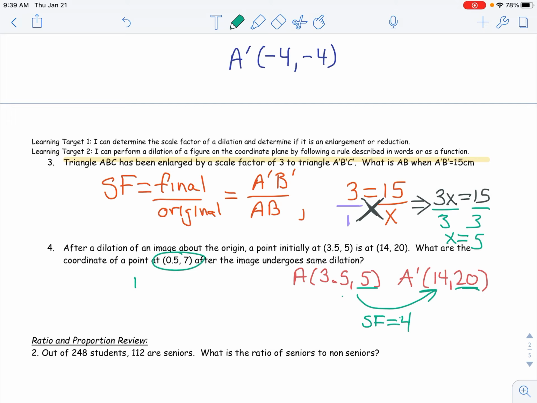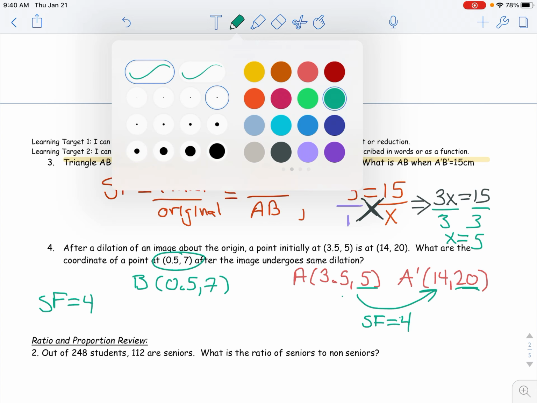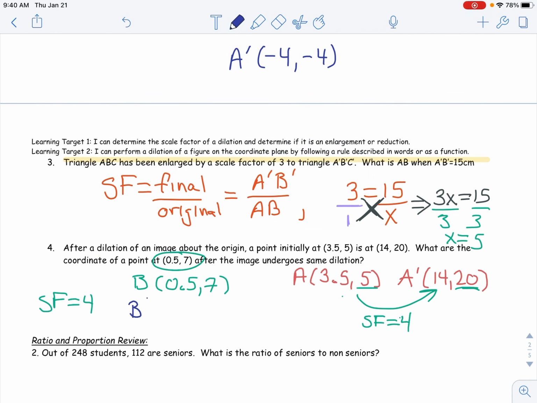So we'll call this point B, which is at (0.5, 7), using a scale factor of 4. That's going to force B prime. Well, what's 0.5 times 4? 2. What's 7 times 4? 28. All right, and that's the answer right there.